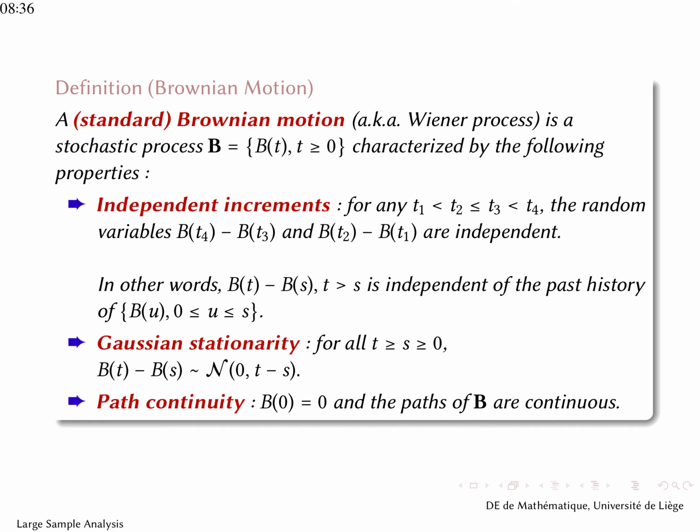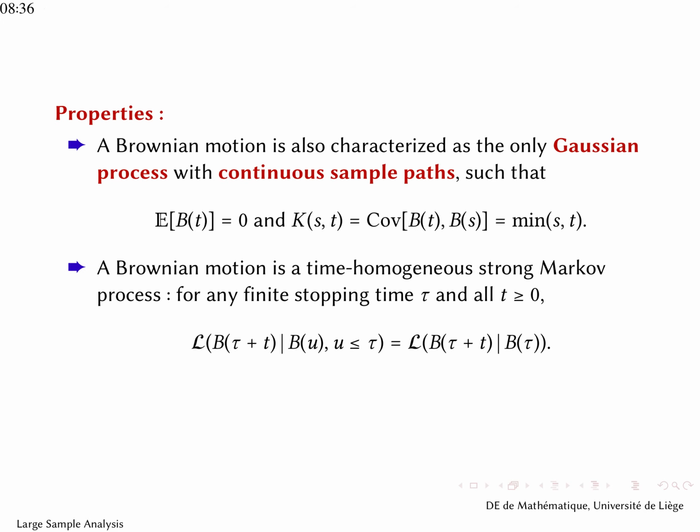Such a standard Brownian motion is a Gaussian process, and it is the only Gaussian process which has continuous sample paths and for which the mean function is equal to the zero function and the covariance function is the minimum function. So the expected value is always equal to 0, and the covariance function k(s,t), the covariance between B_t and B_s, is always the minimum of s and t.